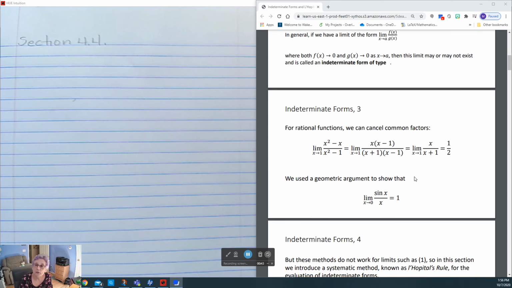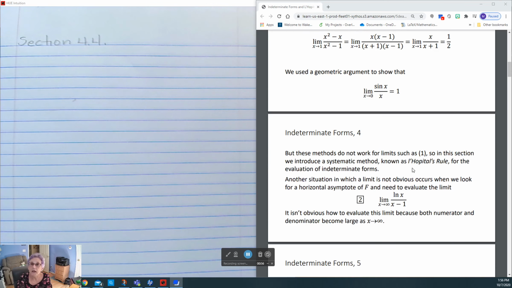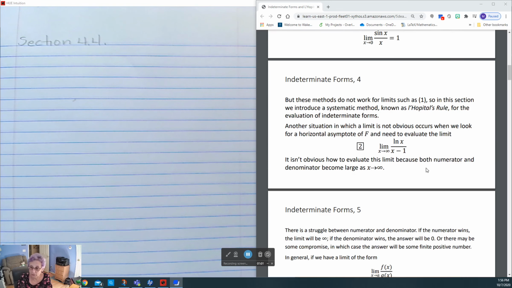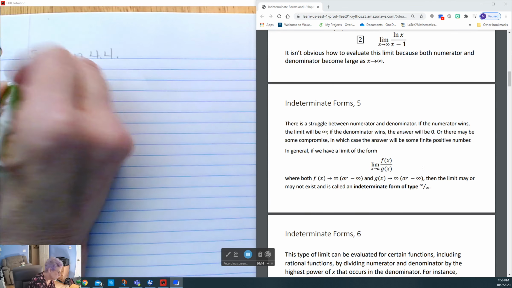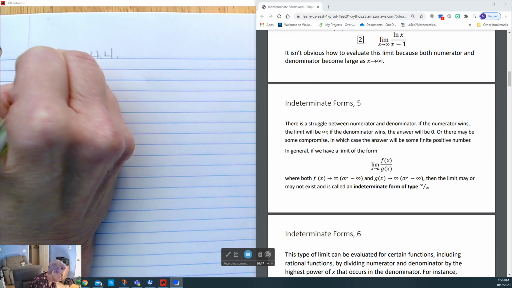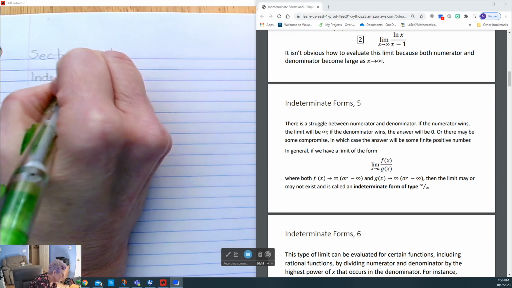Sometimes when we have an indeterminate form, we can do some factoring and canceling. Sometimes we can use a geometric argument or use the squeeze theorem like we do for sine of x over x. Other times we use what is called L'Hopital's rule. I am not going to prove it to you. Another indeterminate form is infinity over infinity. So the thing I want you to remember is if you have an indeterminate form, you can use L'Hopital's rule.